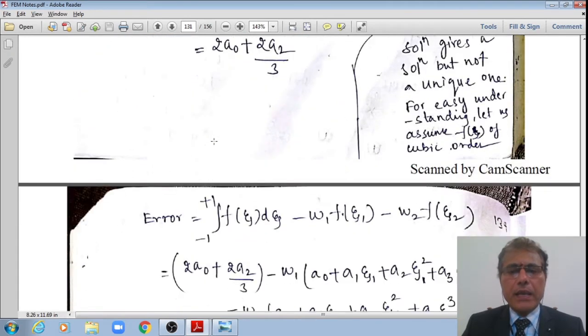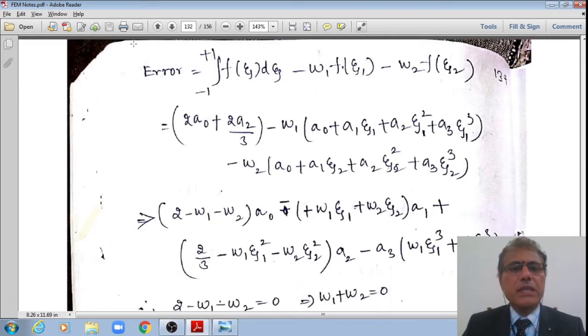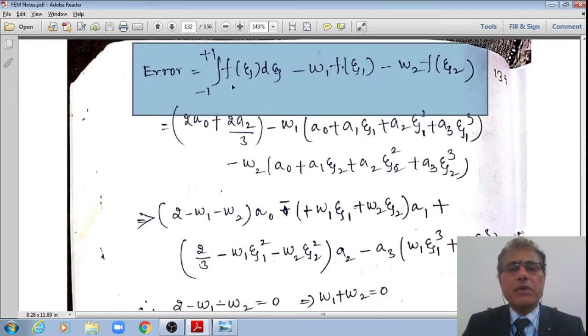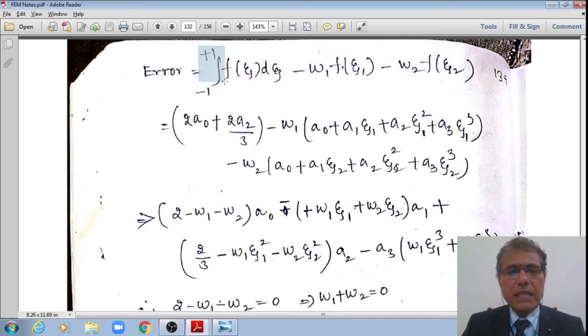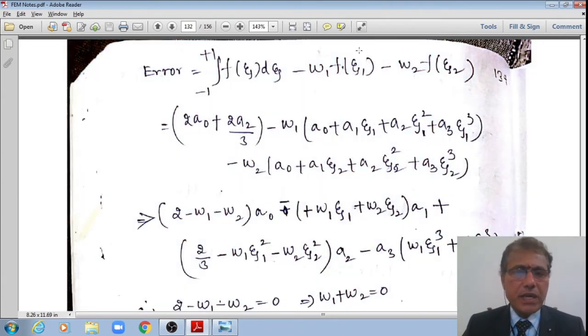If I want to find the error, then I'll do this. That is how the error is defined by minus 1 to plus 1 f of xi d xi using the mathematics fundamentals, but I am finding out its result using numerical integration as w1 f of xi1 plus w2 f of xi2. Therefore that difference of these two results must be equal to 0 for exact solution, right? For exact solution, that difference must be equal to 0. Therefore now I'll bring that function and I'll substitute minus 1 to plus 1.